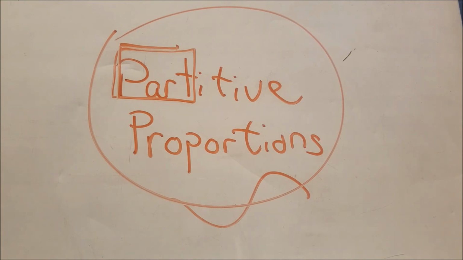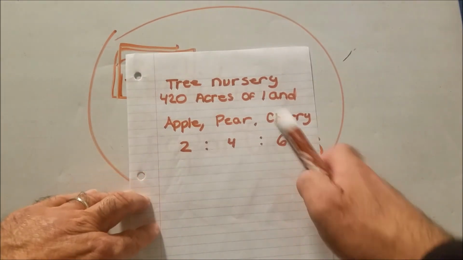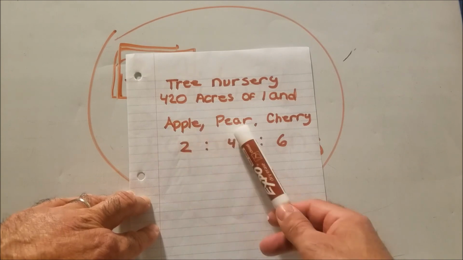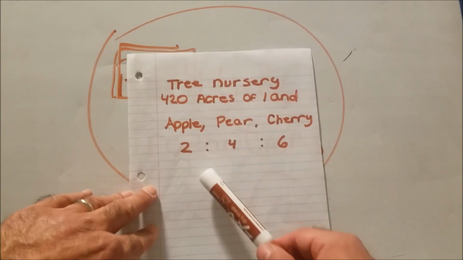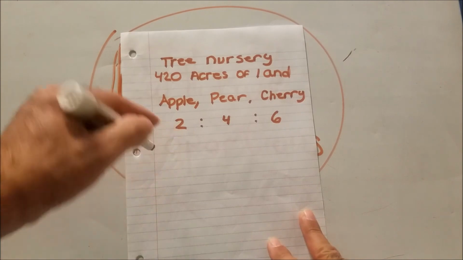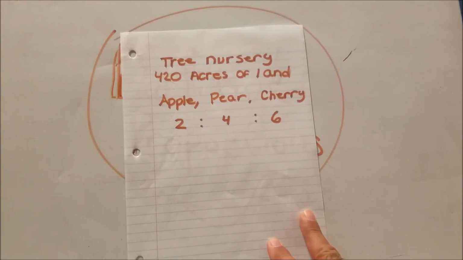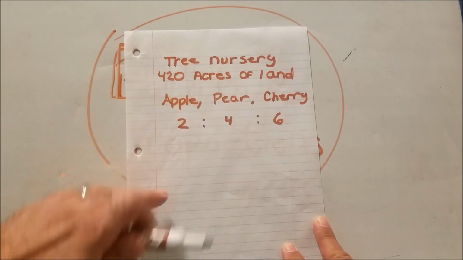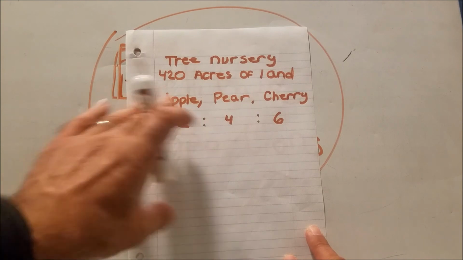All right, let's say we have a tree nursery somewhere. And at this nursery, it has 420 acres of land. And here's the ratios of what they're planting. They have apple trees, pear trees, and cherry trees in this ratio. They're dividing the land up in this ratio. So we want to find out how many acres of apple trees, how many acres of pears, and how many acres of cherries. So all you have to do is, and sometimes you can look at this and figure this out.